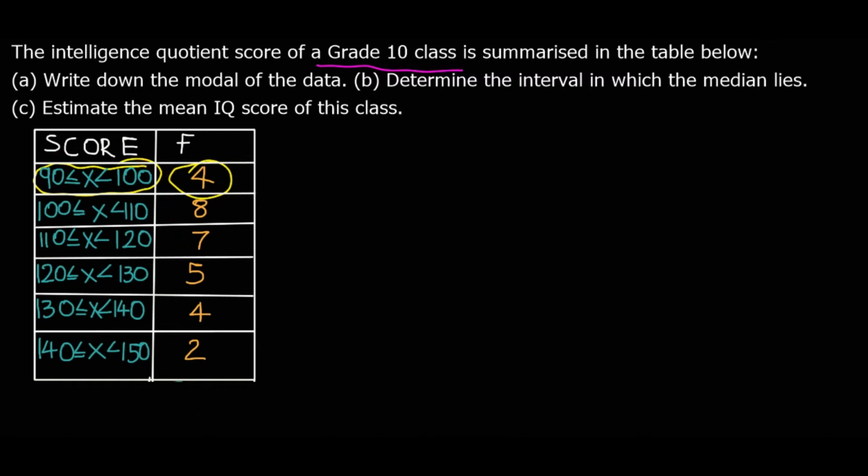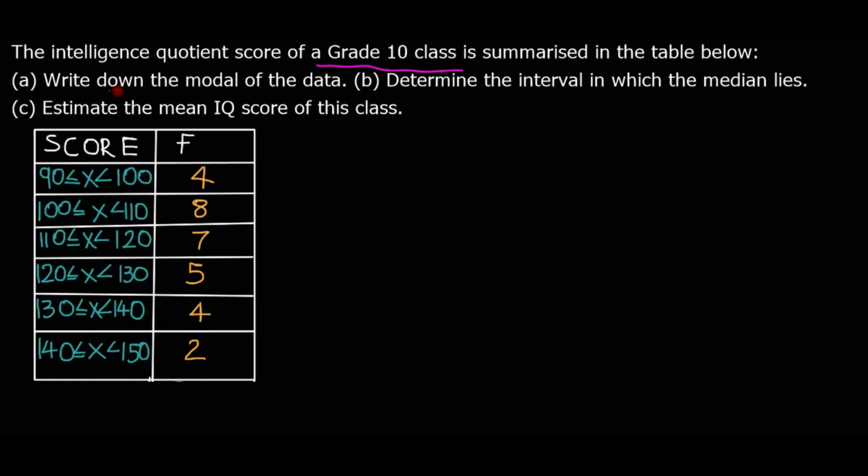So we can see that we are actually dealing with grouped data, because this score was really in the form of groups, unlike the individual scores we had before. Here they tell us that 4 learners scored between 90 and 100, and then 8 learners scored between 100 and 110. So now let's answer these questions.